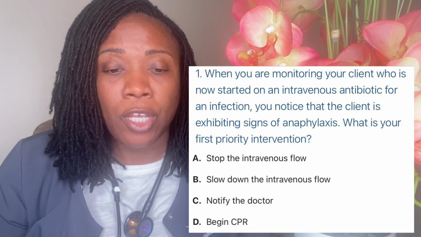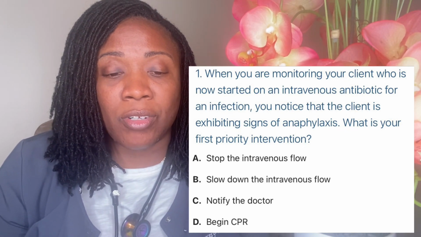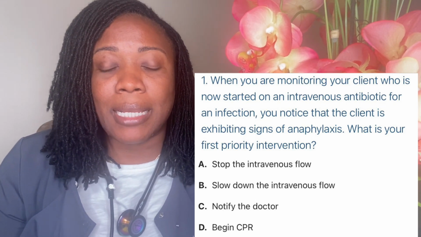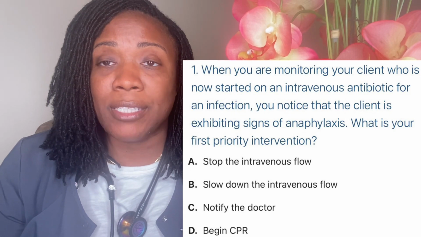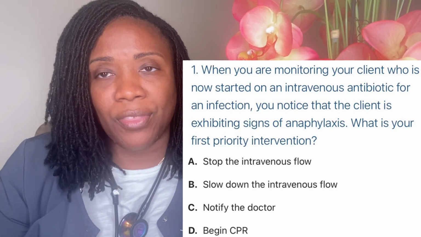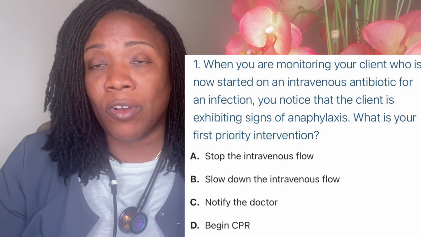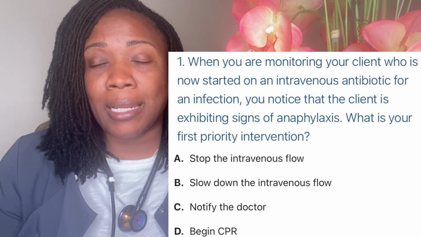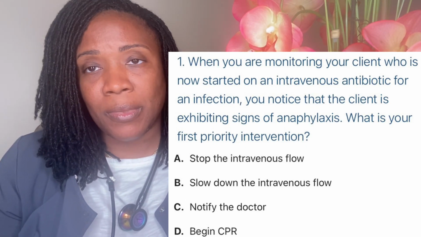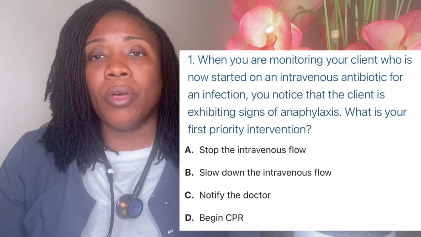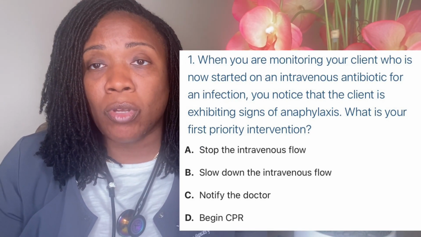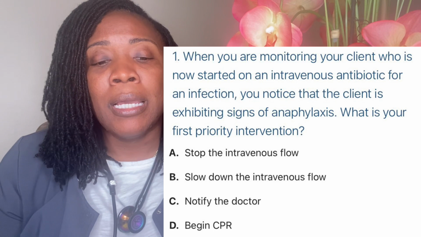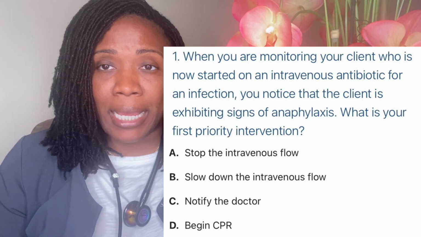The first question says, when you are monitoring your client who has now started on an intravenous antibiotic for an infection, you notice that the client is exhibiting signs of anaphylaxis. What is your first priority intervention? Now, there are three important things that I want you to take away from this question before you even start to look at the answers. You're giving an intravenous antibiotic to a patient for an infection. We already know, or we should know, that antibiotics can sometimes cause allergic reactions when patients have never been exposed to an antibiotic before, which brings us to anaphylaxis.